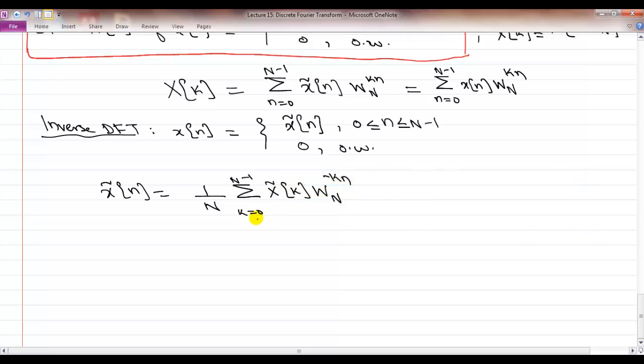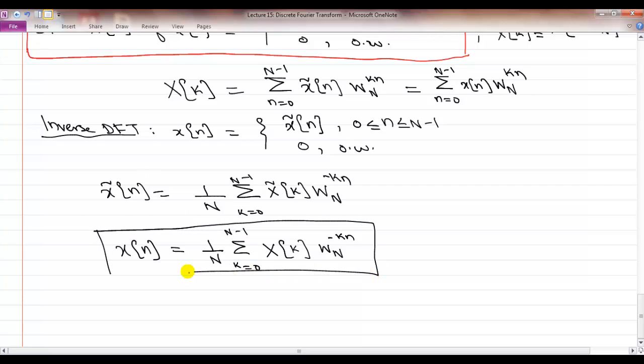But X tilde of k between 0 and N minus 1 is the same as X of k. So that is simply equal to 1 over N, the sum over k from 0 to N minus 1 of X of k W_N to the minus kn. So we can define x[n] like this for the inverse DFT formula. This is our inverse DFT formula. But it is valid only for n equal to 0, 1 up to N minus 1. If you evaluate it for any other value, it's not going to give you 0. It's going to periodically repeat itself.